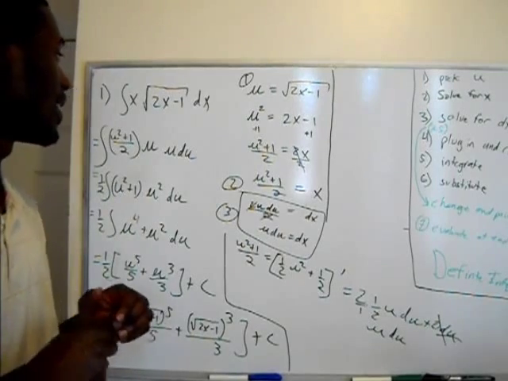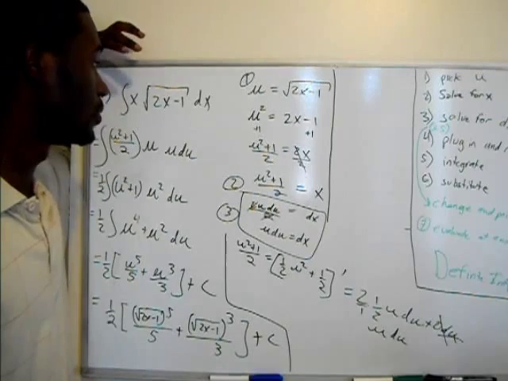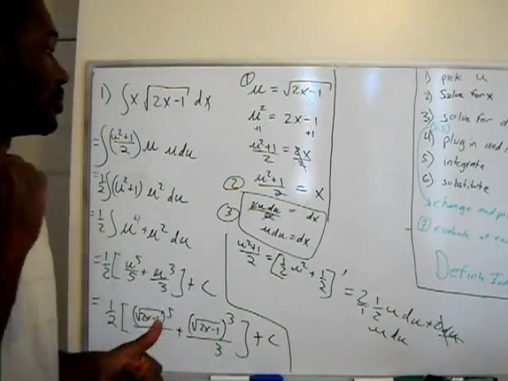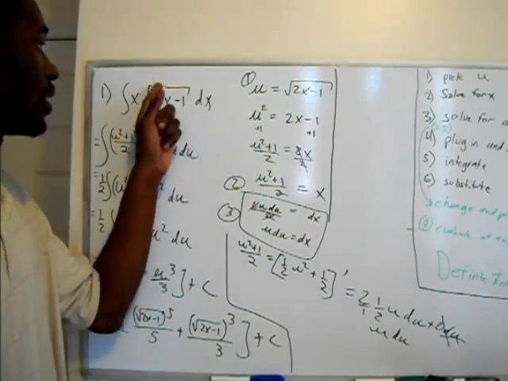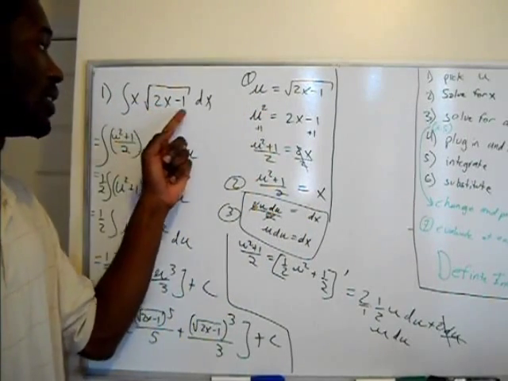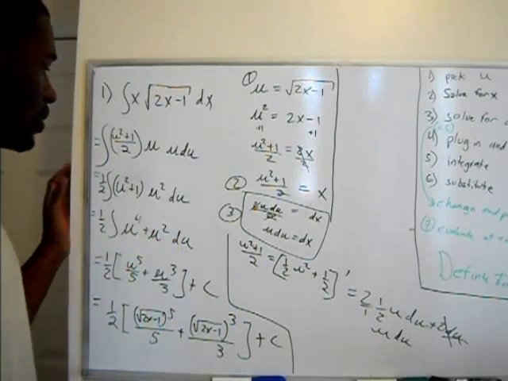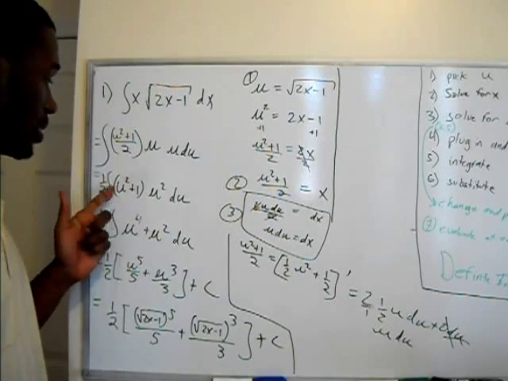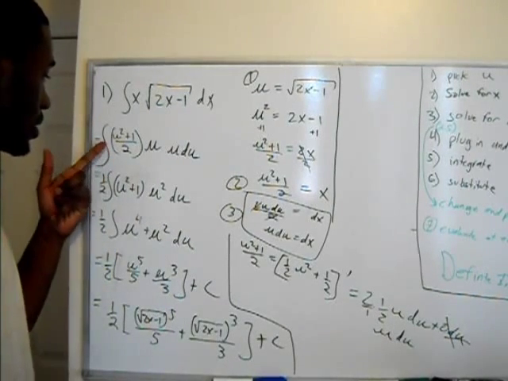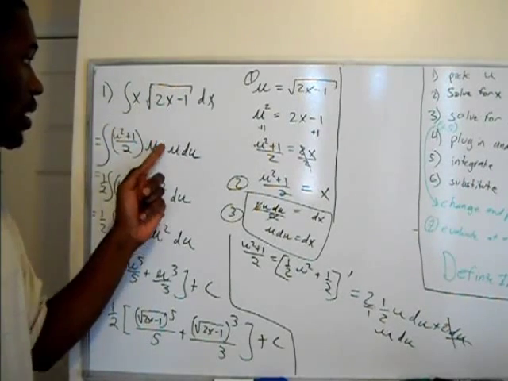Now for step 4, I need to translate everything into u's. If it has an x, it needs to go. So x, I already solved. X is this whole thing, which I call u, so I just put it in. Dx is equal to this by our work. Now we're back to the old stuff. We just plug it in, cancel, and go ahead with algebra. This is the x, this is the square root of this, and this is dx.